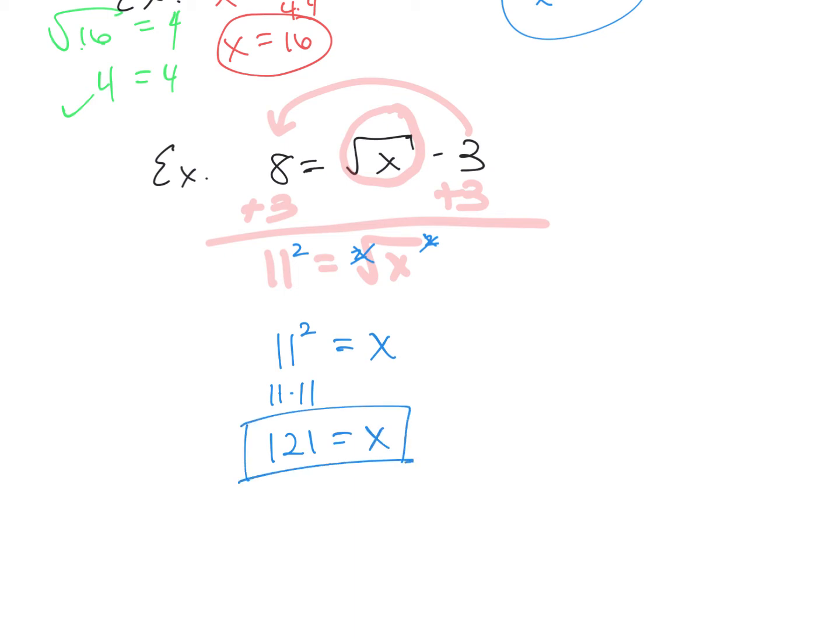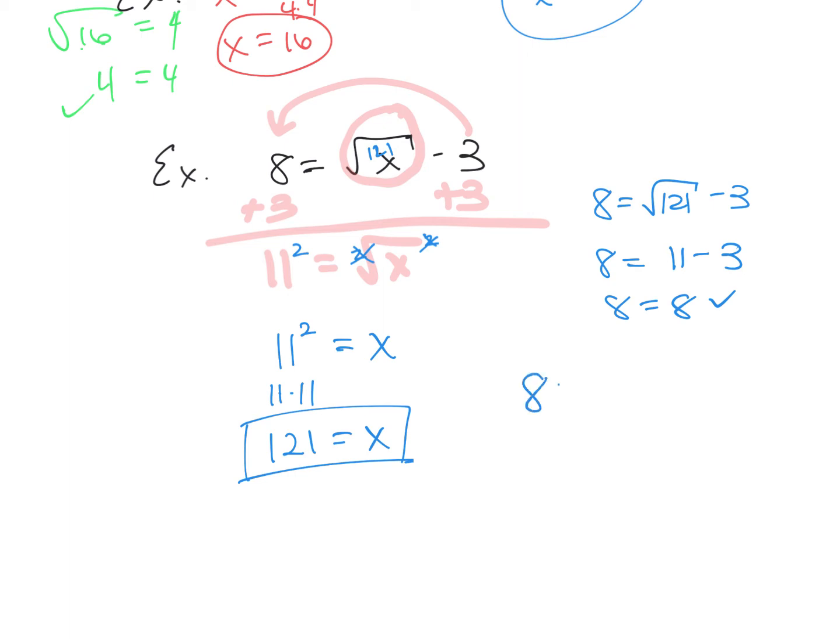Okay. And if I wanted to put 121 in here, right? Let's say we have 8 equals the square root of 121 minus 3. So 8 equals 11 minus 3. Oh, not 8. I said 3. 3. And so we get 8 equals 8. And that checks out. Okay, so when you are solving for these radicals, remember it's the same concept of getting just x by itself, right?